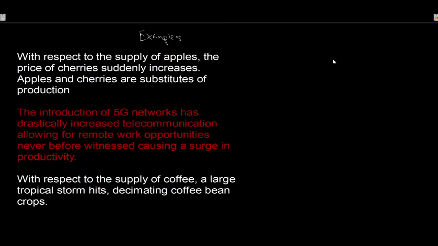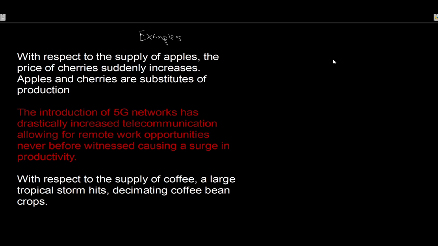Okay, so here we have a few examples. To start off, let's look at the first one. With respect to the supply of apples, the price of cherries suddenly increases. Apples and cherries are substitutes in production. So what exactly is happening here? We need to work through what the impact is on our supply of apples. That's what we're interested in. So we need to figure out what's happening to our supply curve.